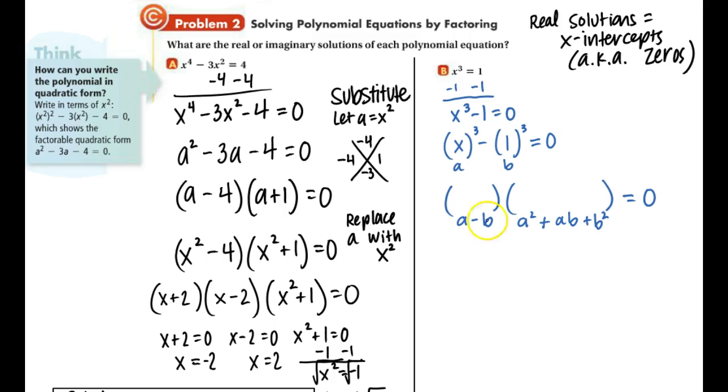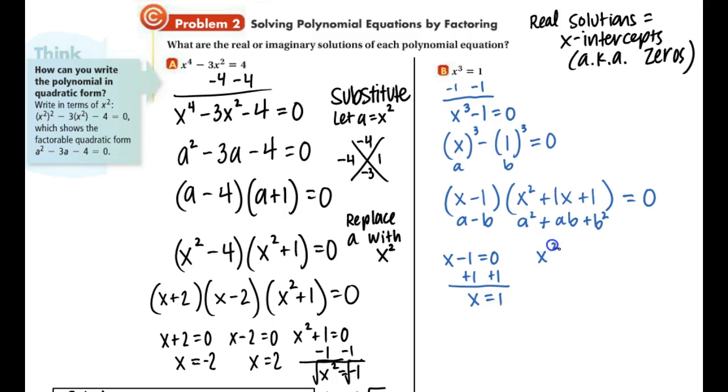So in this particular case, our a value is x and our b value is 1. So factoring this, I'm going to have x minus 1 in the first set of parentheses, a minus b. And then I'm going to have a squared, which is x squared, plus a times b is just 1x, and then b squared is just 1, because 1 squared is just 1. So that's our factored form. Now I'm going to be using the zero product property to set each of these factors equal to 0. So that means I have x minus 1 equals 0, add 1 to both sides, and we get x equals 1 for our first solution.